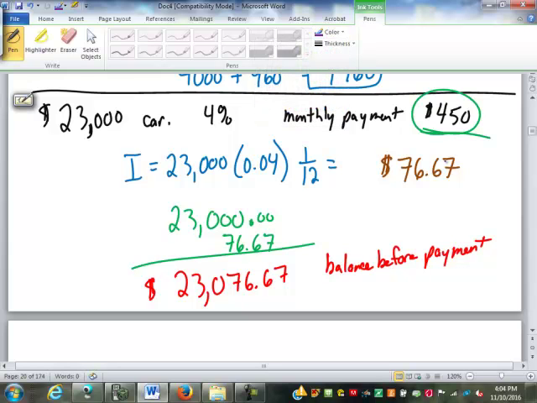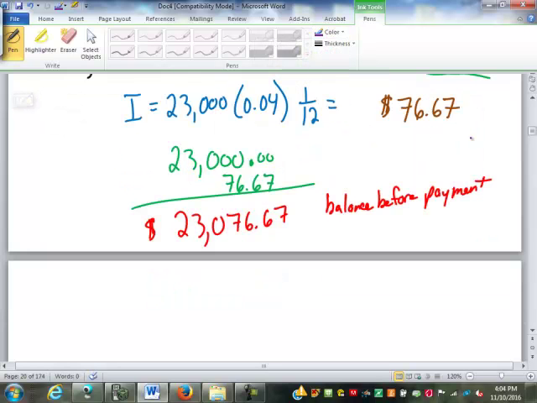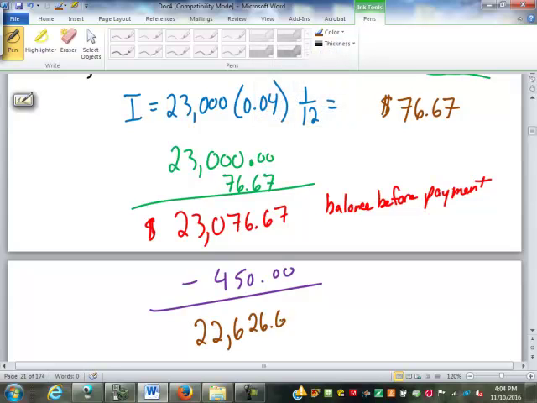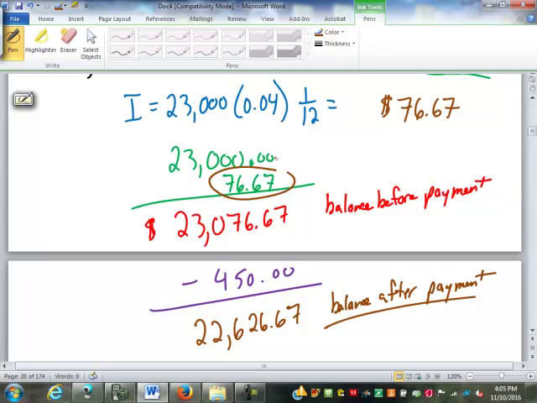So then they accept your payment of $450 to get you to $22,626.67. That is your balance after the payment. This is actually pretty typical, by the way, on a car that expensive. You are paying between $70 and $80 a month in interest.